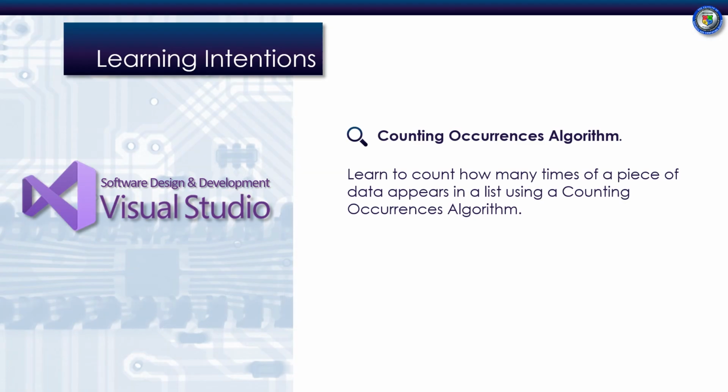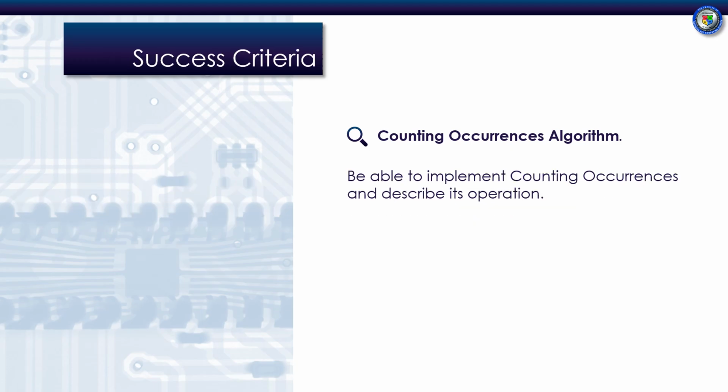Our learning intentions for this lesson are as follows. We'll learn how to count how many times a piece of data appears in a list using a counting occurrences algorithm. As always, we have some success criteria, which today is as follows. We will be able to implement the counting occurrences algorithm and describe its operation.